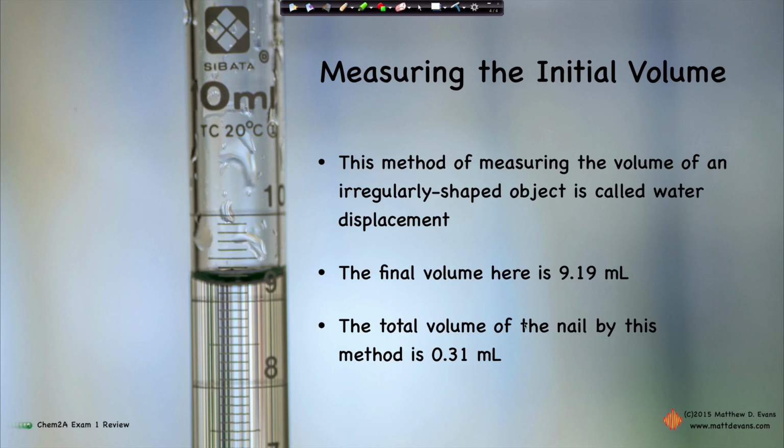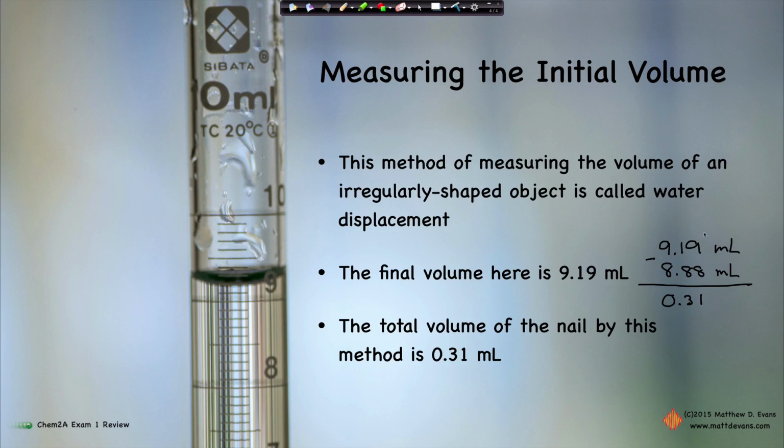Now, because I have both the volumes before I drop the nail in and after I drop the nail in, the way you calculate the total volume, of course, is you're going to take these two values. You take the final volume, 9.19 milliliters, and the other value I think was 8.88. I hope that was the value that I got a second ago, and we're going to find the difference between these two. And this is called water displacement. So I'm going to calculate the volume of the nail because it displaced the water. So when I do this calculation, what I get is 0.31.